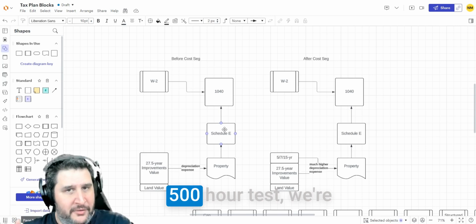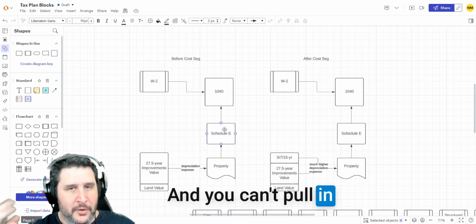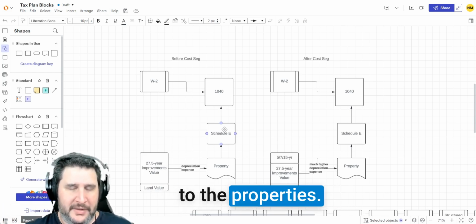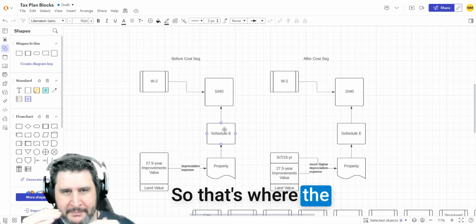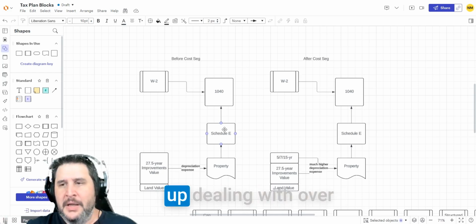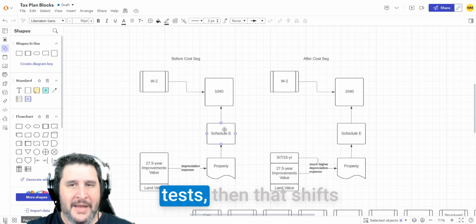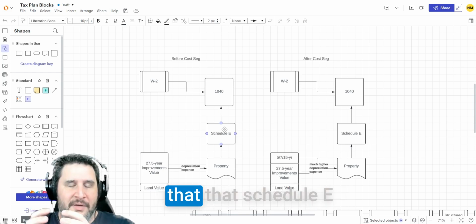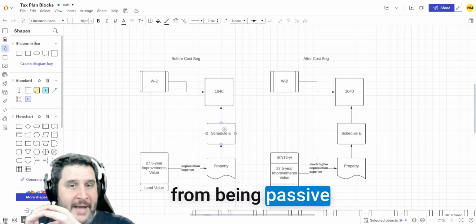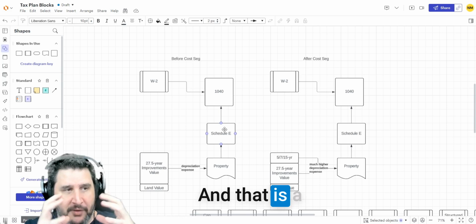If you're on the 500-hour test, we're just dealing with the properties themselves, and you can't pull in realtor activities that are unrelated to the properties. So that's where the subtleties come in. And there's a couple other tests, but those are the primary ones that we end up dealing with over and over again. So if you're able to satisfy one of those tests, then that shifts that Schedule E from being passive and limited to being active and unlimited. And that is a critical distinction.